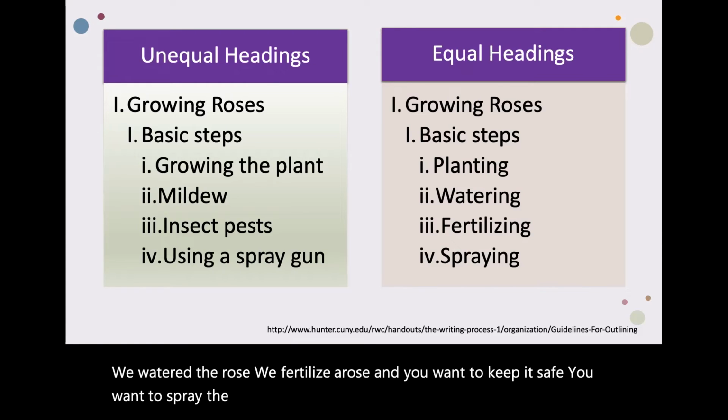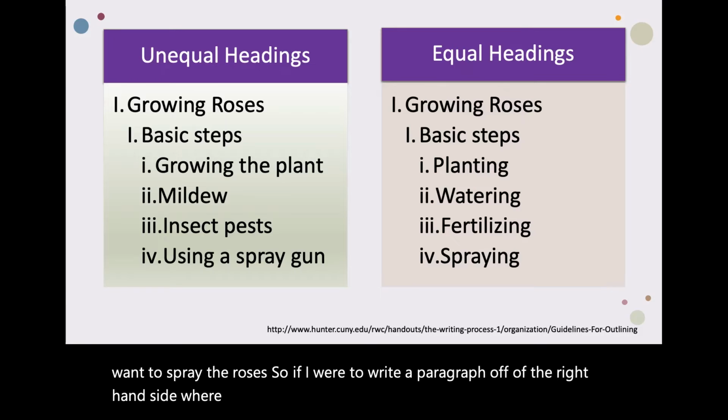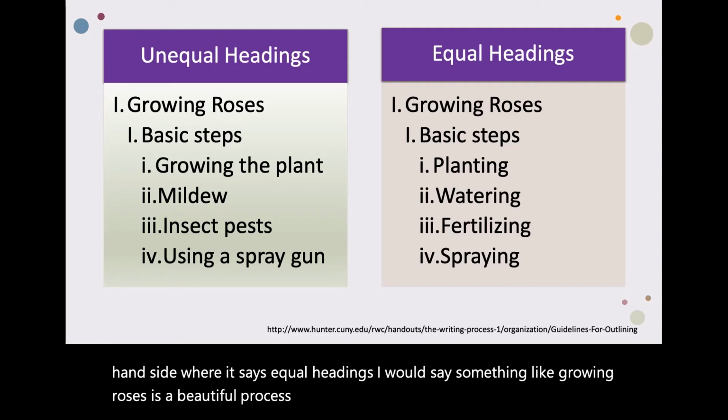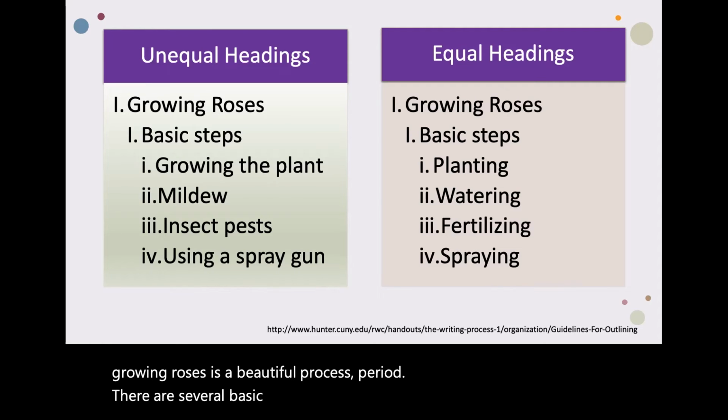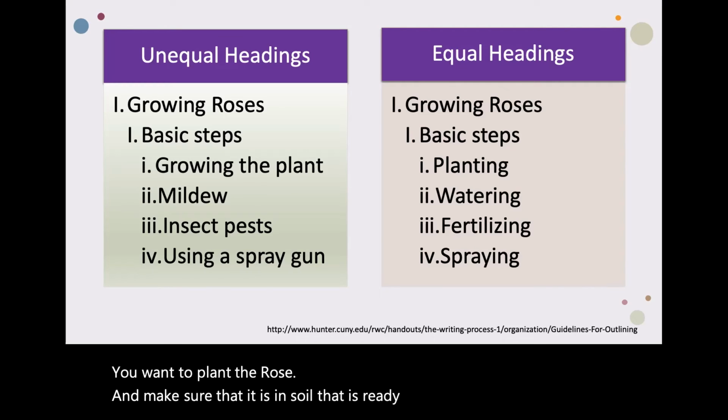So if I were to write a paragraph off of the right-hand side where it says equal headings, I would say something like, growing roses is a beautiful process. There are several basic steps included in growing roses. The first step involves planting. You want to plant the rose and make sure that it is in soil that is ready for it to settle in. It will take time.